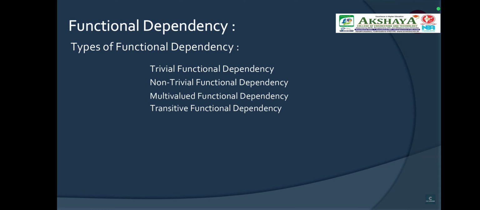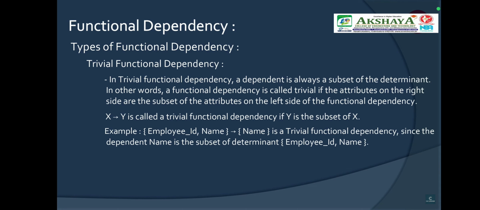Now I am going to tell about kinds of functional dependency. One is trivial functional dependency, next one is non-trivial functional dependency, another one is multi-valued functional dependency. Fourth one is transitive functional dependency.